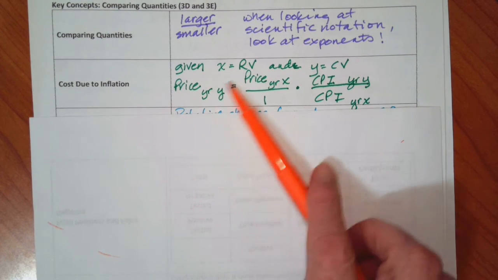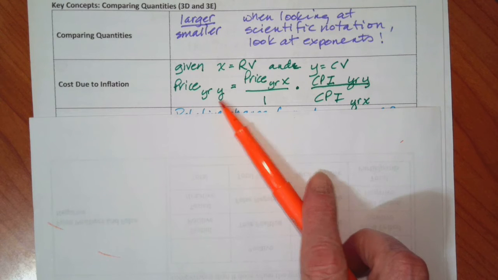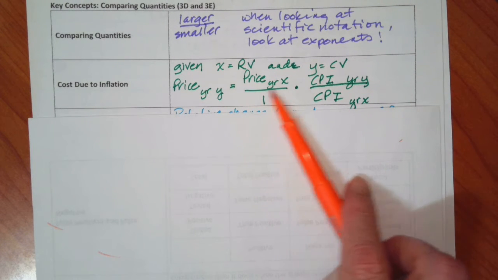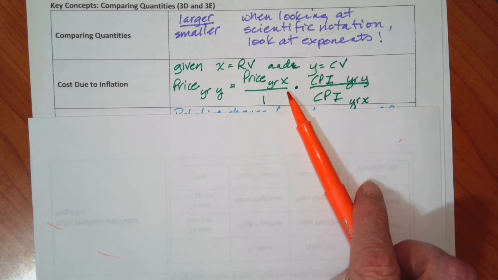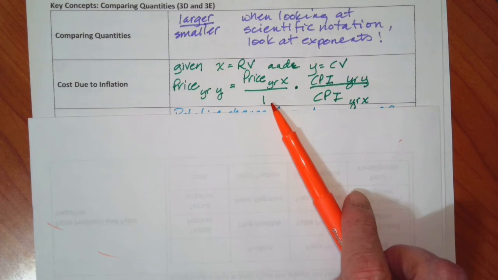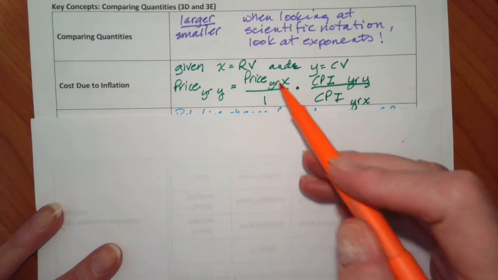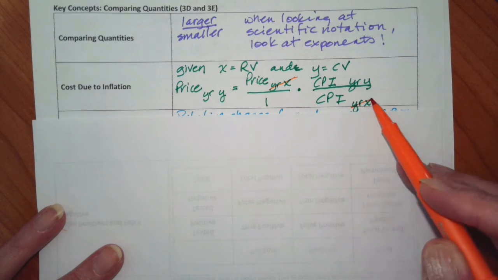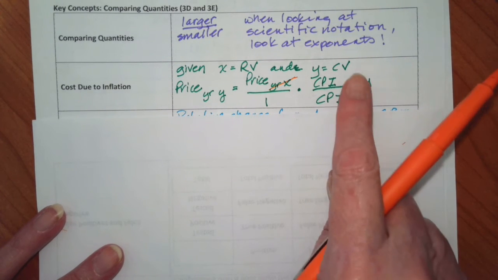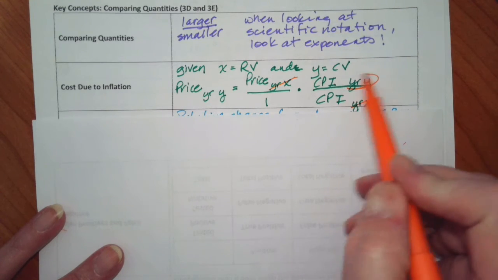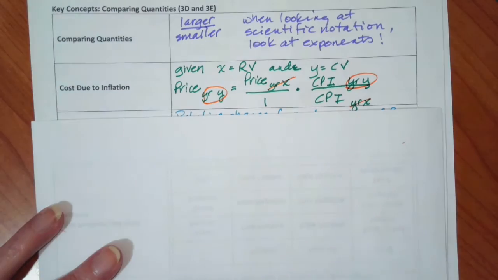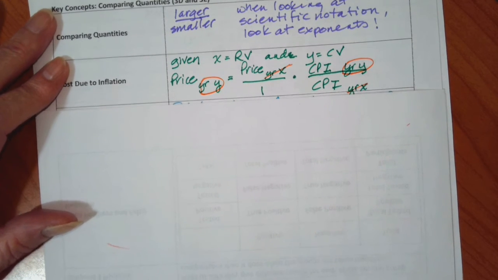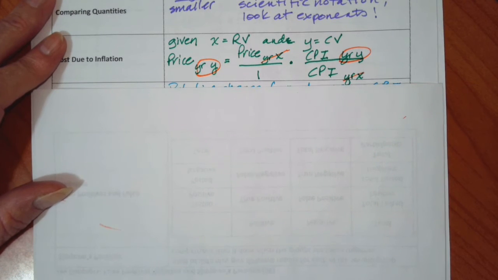Okay, so if you want the price in year Y, the price in your compared value, you take the price in year X times the CPI of the 2 years. And remember, you want to cancel units. So whatever year is here, you're going to put the consumer price index here so that your units here are what you end up with. You will not be given this formula, so you will need to know how to do that in case you need it.